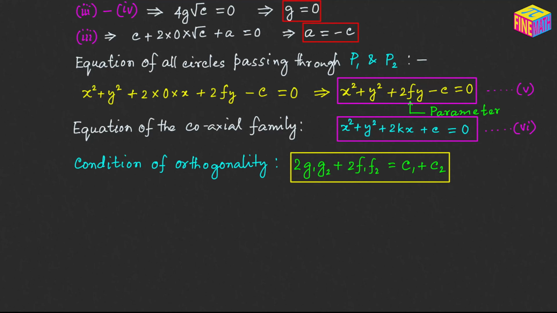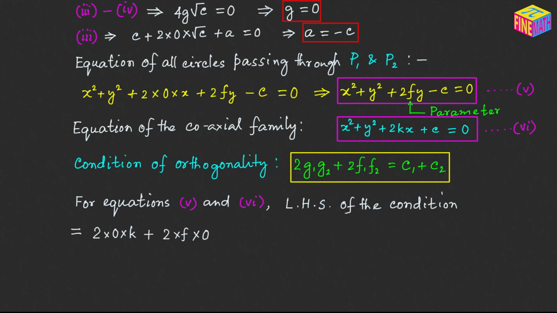So first we are going to do the left hand side. The left hand side can be written like this. If you carefully look at equation number 5 and 6, in equation number 5 the value of g is 0, and in the second equation the value of g is k. And similarly, if you look at the equation number 5 and 6 again, the value of f in equation number 5 is actually f, and the value of f in equation number 6 is actually 0 because you don't have the y term in the equation number 6. So then 2g sub 1 g sub 2 plus 2f sub 1 f sub 2 can be written like this for equation number 5 and 6. And if you carefully notice that this actually equates to 0. Now if we can also prove that the right hand side is also equal to 0, then the condition of orthogonality will be satisfied, then our proof will be completed.